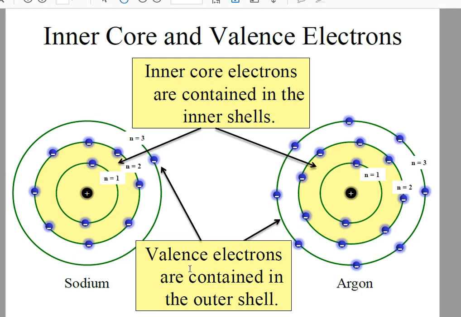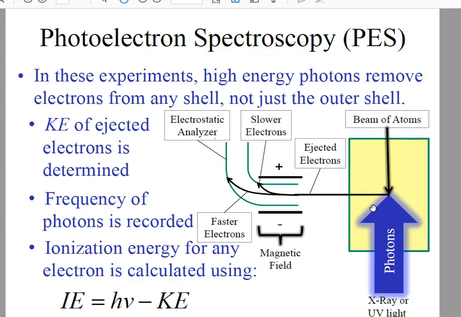We have what are called inner and valence electrons on our Bohr model. The inner core electrons are located closer to the nucleus, and then the valence electrons are on the outer shell. So you can see sodium has 1 valence and 10 inner core electrons, while argon has 8 valence and still 10 inner core electrons.